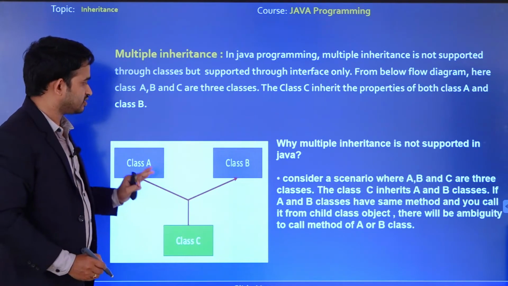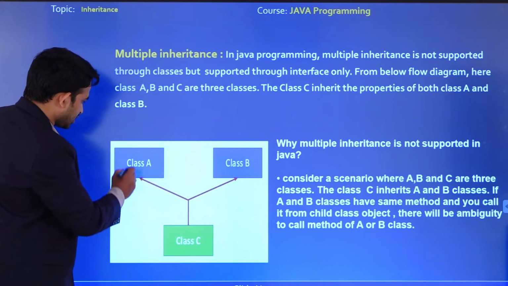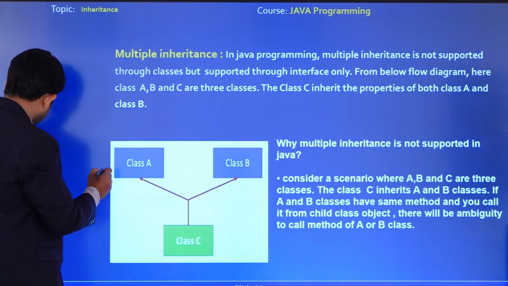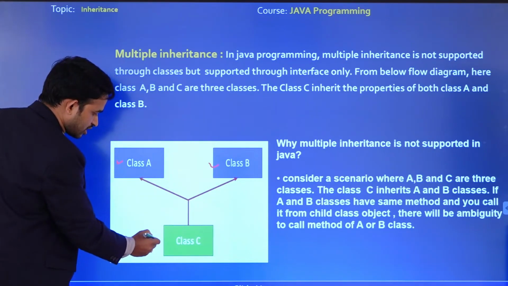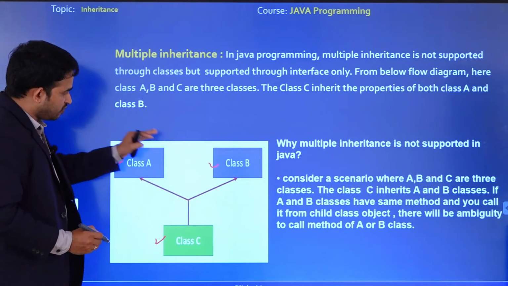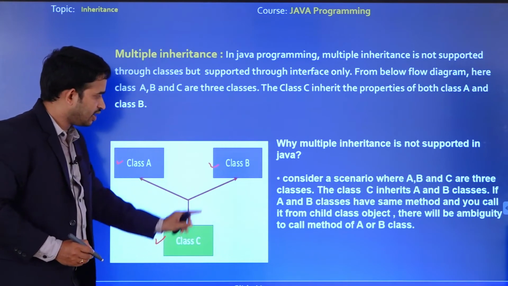The reason is, for example, from this diagram here, check it. Consider class A is there. One more class is class B. Here one more class is class C. According to this diagram, class C acquires the properties from class A and class B.